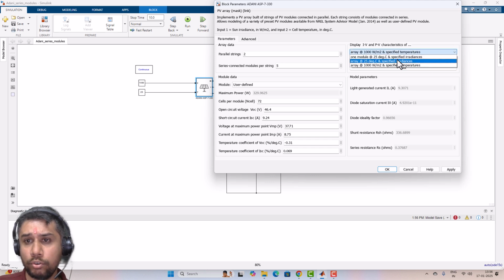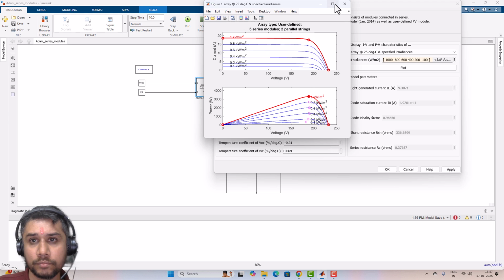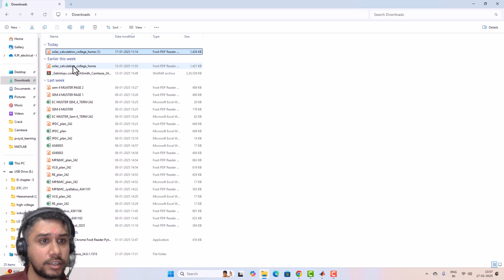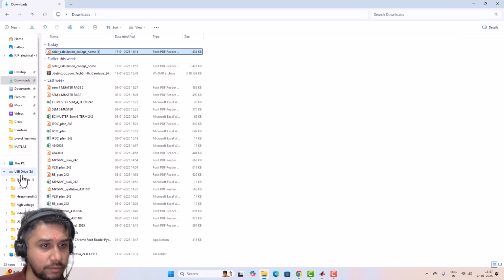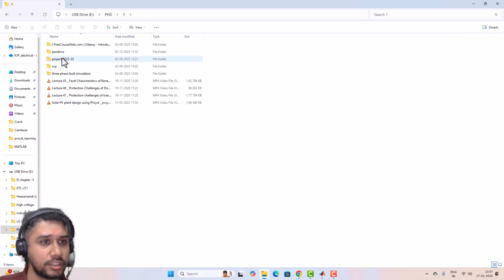And if you want to find out the value for different irradiation, 1800, 600, 400, 200 and 100, plot this. Yes, so these are the characteristics, and the same can be compared with your data sheet. If you want to compare with the data sheet, let me show you the same.